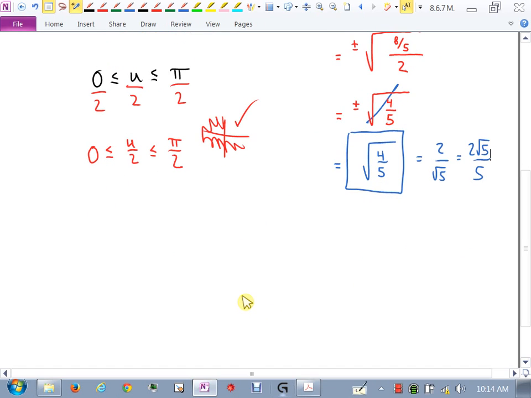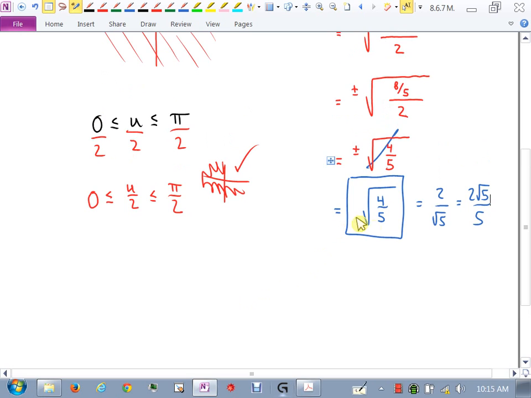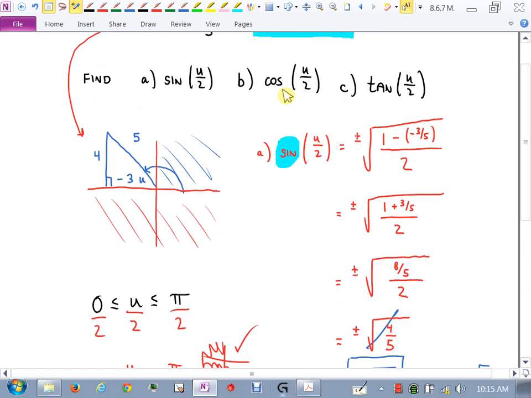And then what would tangent be? Tangent of theta U over 2. You could take this answer, the answer for sine, and divide it by the answer for cosine and get that. That's the way I would do it. Don't use the formula. Just take the answer you got for sine, divide it by the answer you get for cosine, and that ratio is your tangent answer.